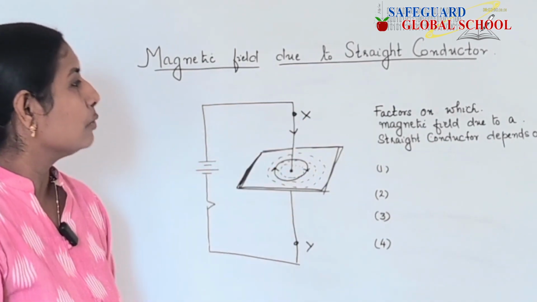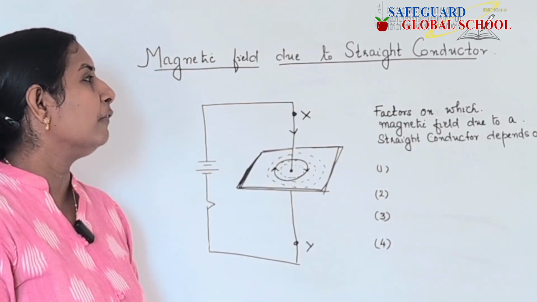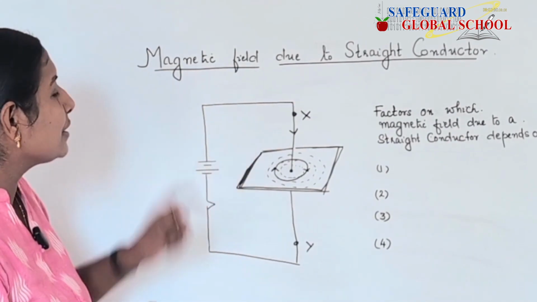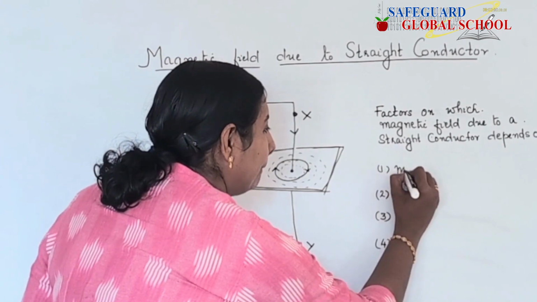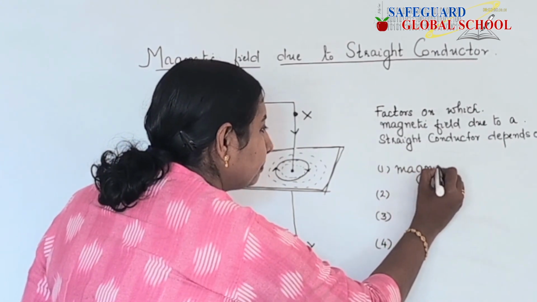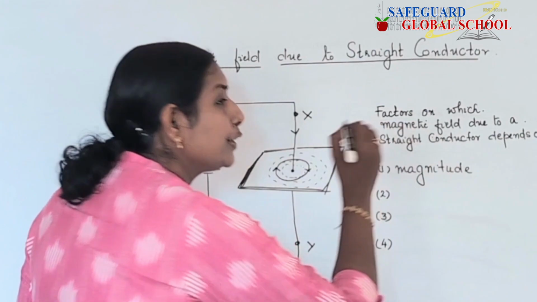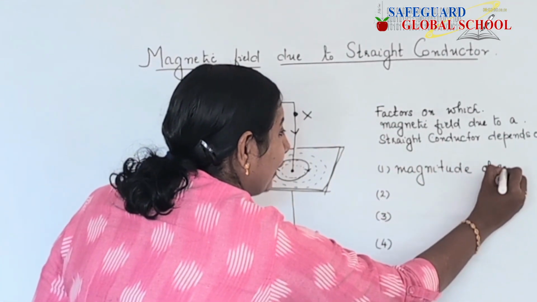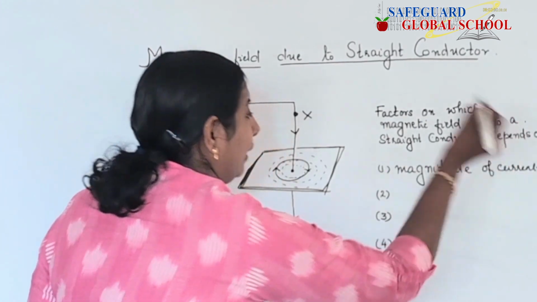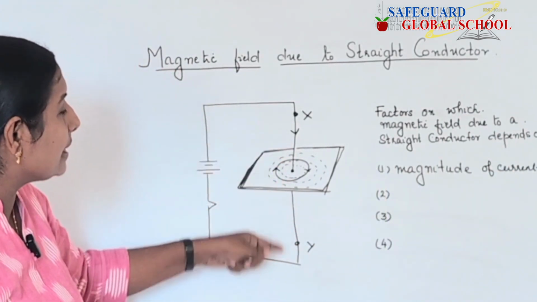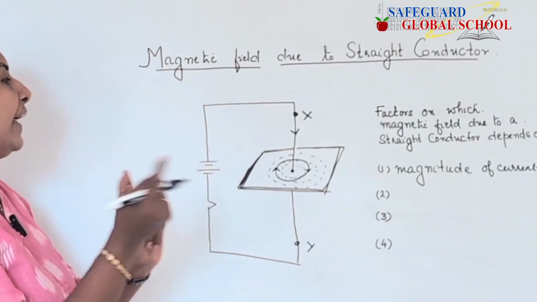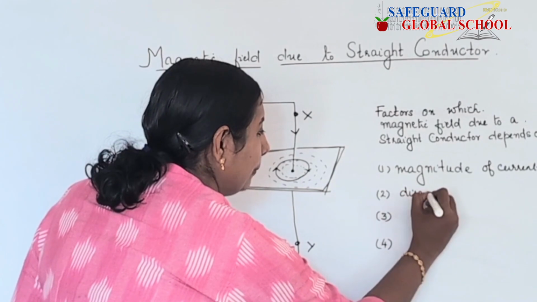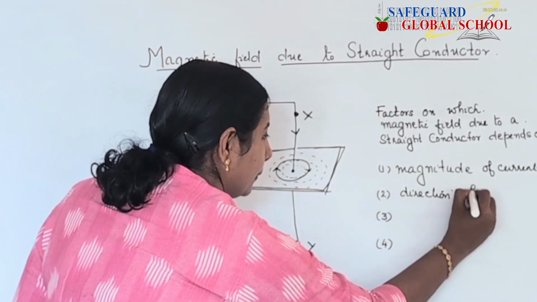Now let us discuss the factors on which the magnetic field due to a straight conductor depends. The first factor is the magnitude of the current. When the current increases, the intensity of the magnetic field developed around the conductor increases. So you can write the strength of the current. Next, when I reverse the direction, the field line direction also changes. So the next factor is the direction of current.